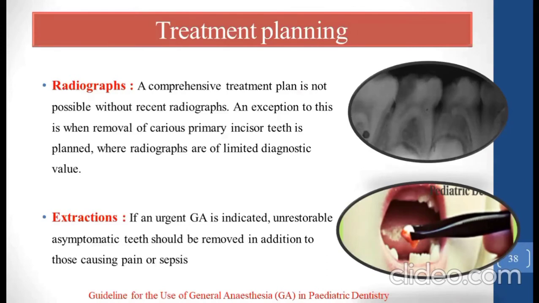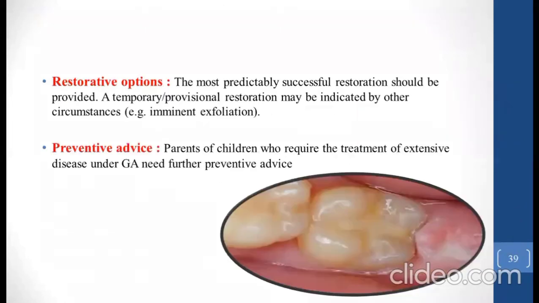Now the extraction. If an urgent GA is indicated, the unrestorable asymptomatic teeth should be removed in addition to those that are causing pain or sepsis. Now the restorative option. The most predictably successful restoration should be provided during the GA treatment. A temporary or provisional restoration may be indicated by other circumstances, for example, immediate exfoliation, and preventive advice should be given to the parent.